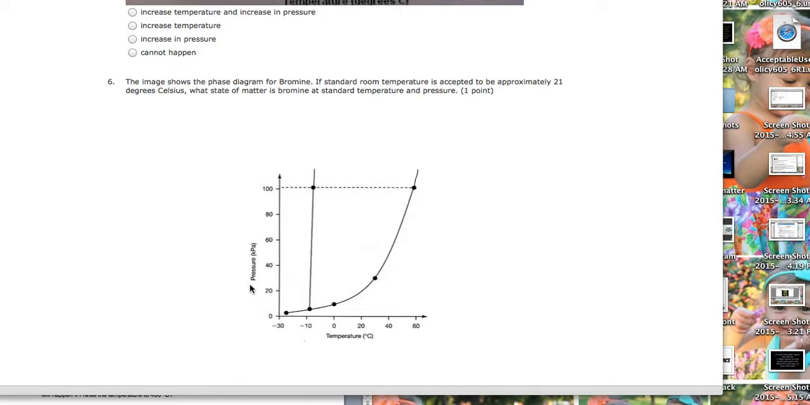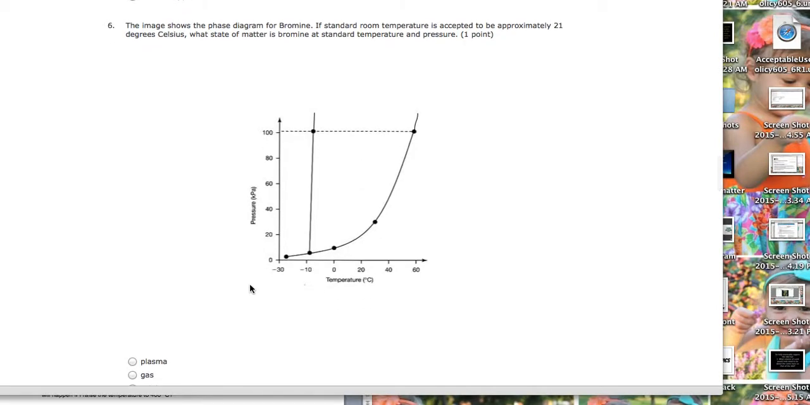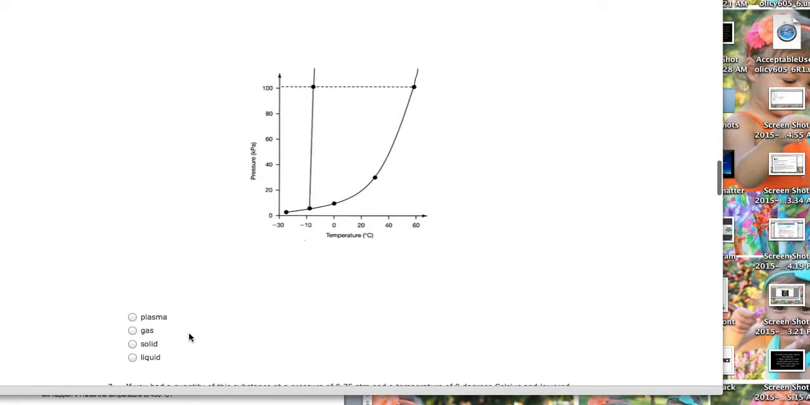The image shows the phase diagram for bromine, and if standard room temp is accepted to be about 21 degrees Celsius, okay, what state of matter would bromine be found at standard temperature and pressure? What state of matter would we expect to find bromine if we recognize 21 degrees Celsius, so right about here, as standard temperature? Would that be a plasma, a gas, a solid, or a liquid?